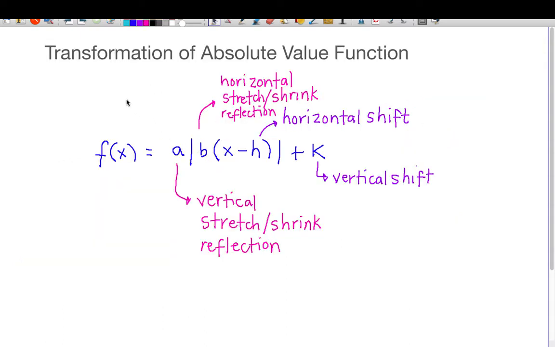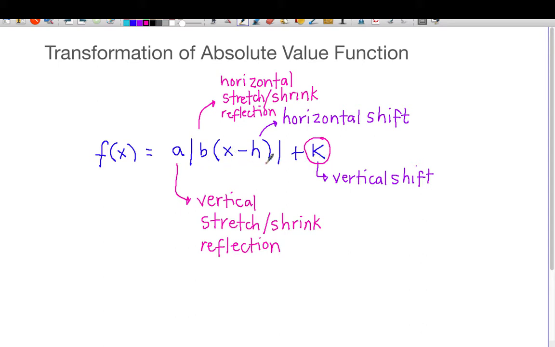Now, let's look at the transformation guide for the absolute value function. The absolute value function can have this form: a times the absolute value of b times the quantity x minus h, plus k. This k here will result in the vertical shift. If k is positive, it will shift the absolute value graph up. If it is negative, it will shift the parent function of the absolute value down k units.